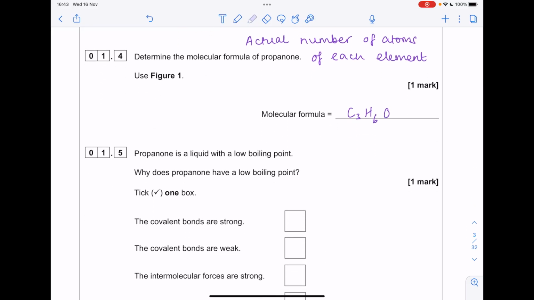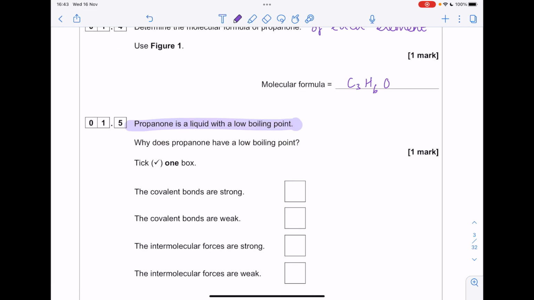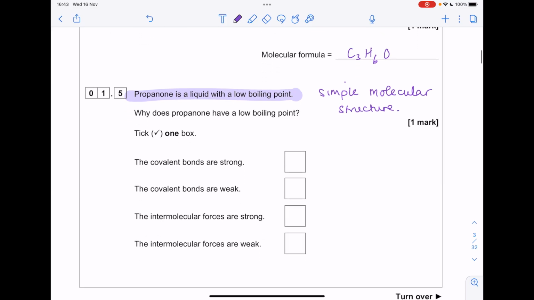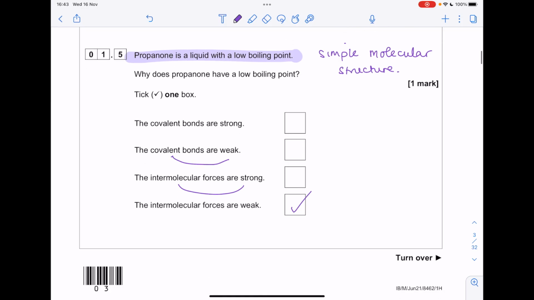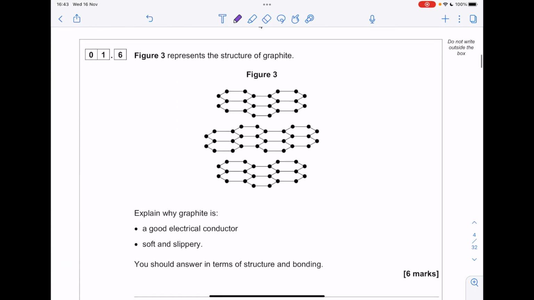Propanone is a liquid with a low boiling point. Why does propanone have a low boiling point? Because it is a simple molecular structure, which means it has weak intermolecular forces. So it's this one here. You can't ever write covalent bonds are weak and intermolecular forces are strong. It makes no sense whatsoever.